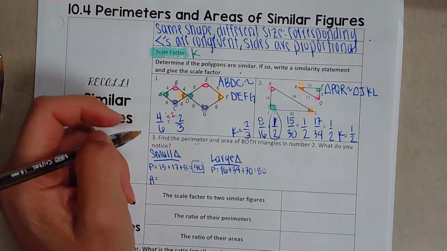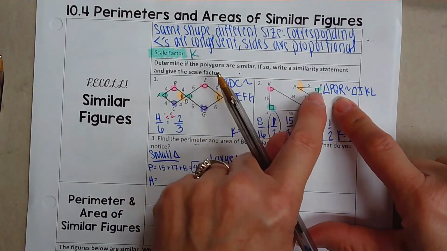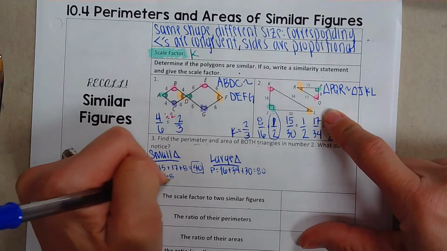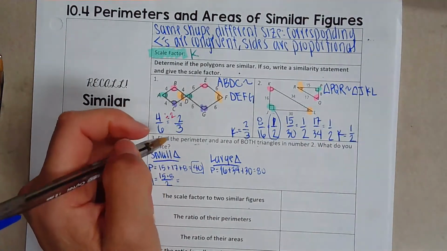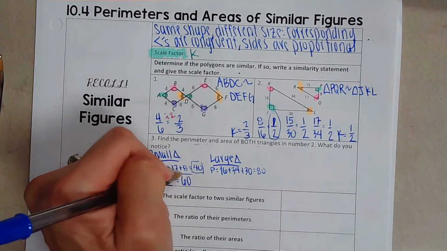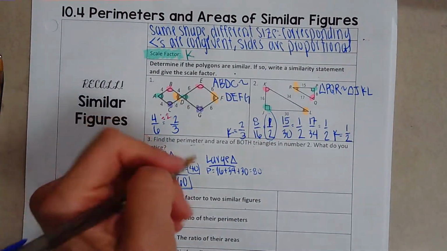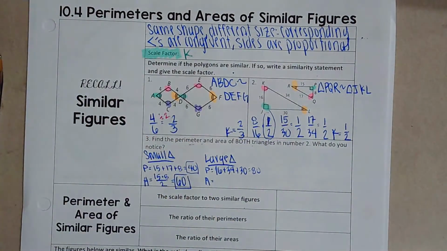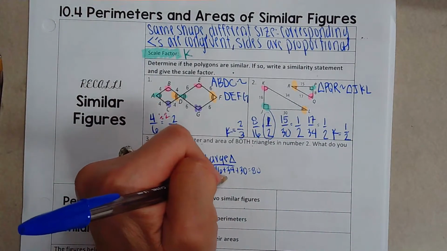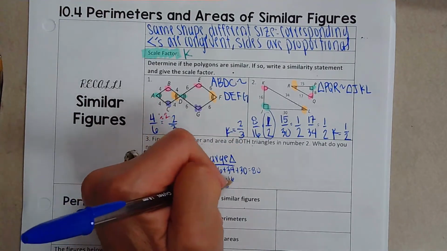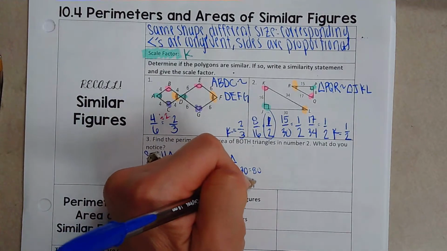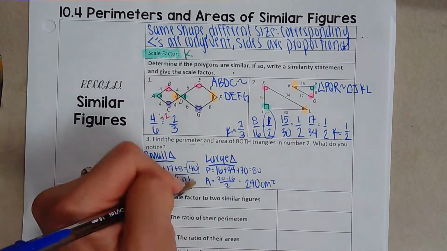Well, the area for the smaller triangle, remember, is base times height. So 15 times 8 divided by 2, that would be 120 divided by 2, which would be 60. So that's our area. Our area for our bigger triangle is going to be 30 times 16 divided by 2, which would be 480 divided by 2, which would be 240 centimeters squared.